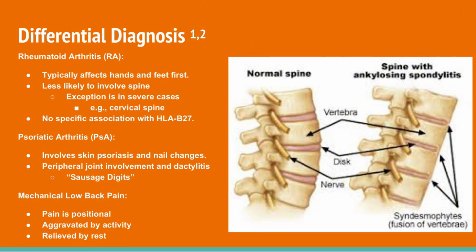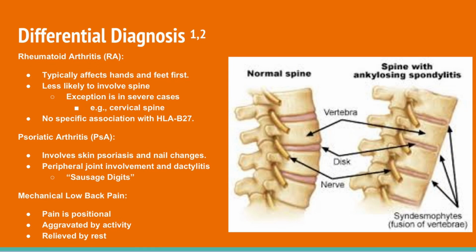And then another similarity that it has is with psoriatic arthritis. This involves the skin, so the psoriasis will change the skin texture at your hands and your nails as well, and it'll give you what's described as sausage digits, so it'll swell your fingers.